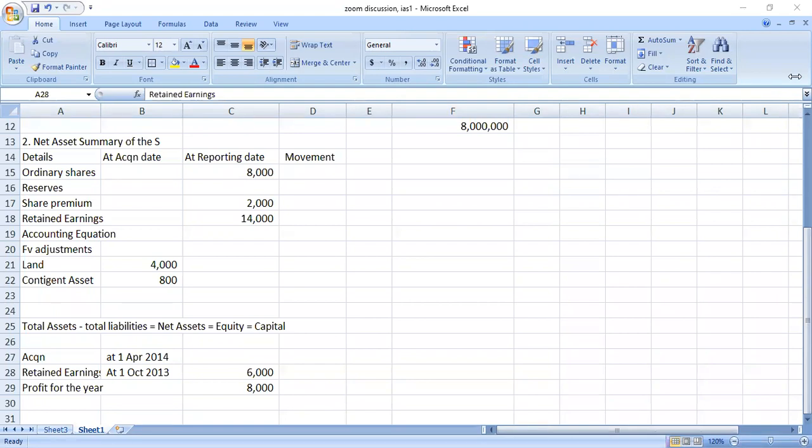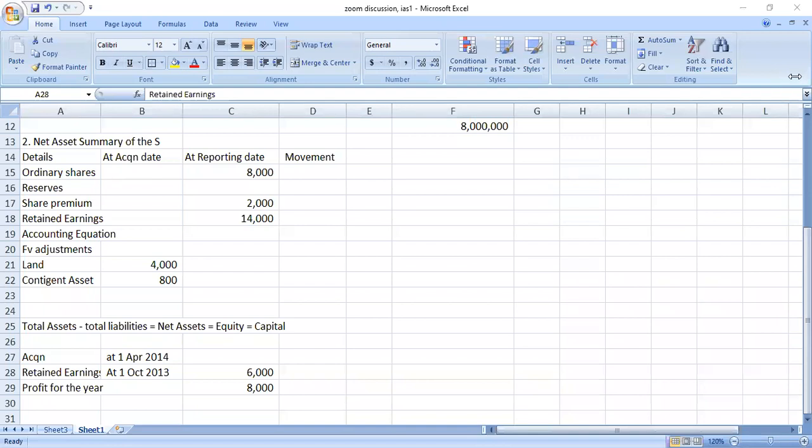Okay, guys, welcome back. So I was still explaining regarding retained earnings, and was saying that step two requires you to have your equity elements, okay? Have them at the acquisition date and at the reporting date. Then you determine the movement in between. Okay, and then acquisition date, of course, is important for goodwill, as we shall see, yeah?